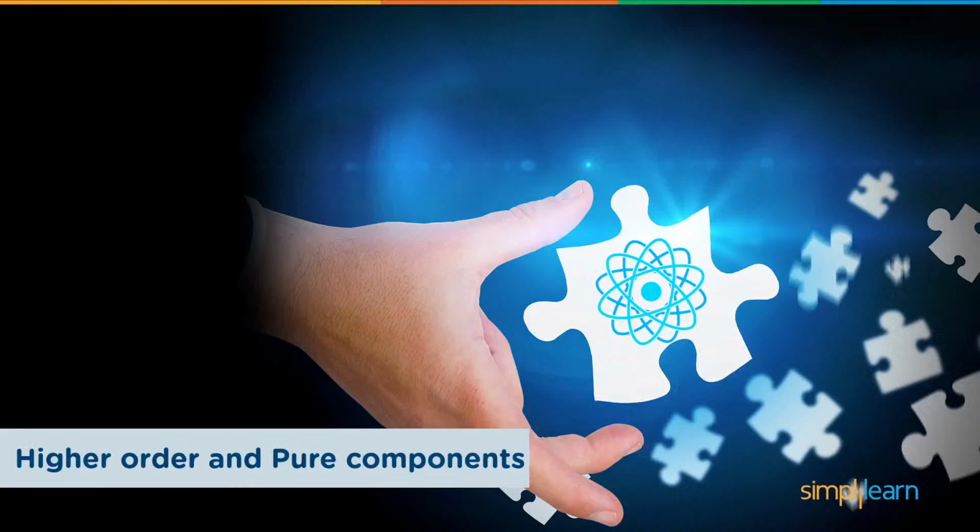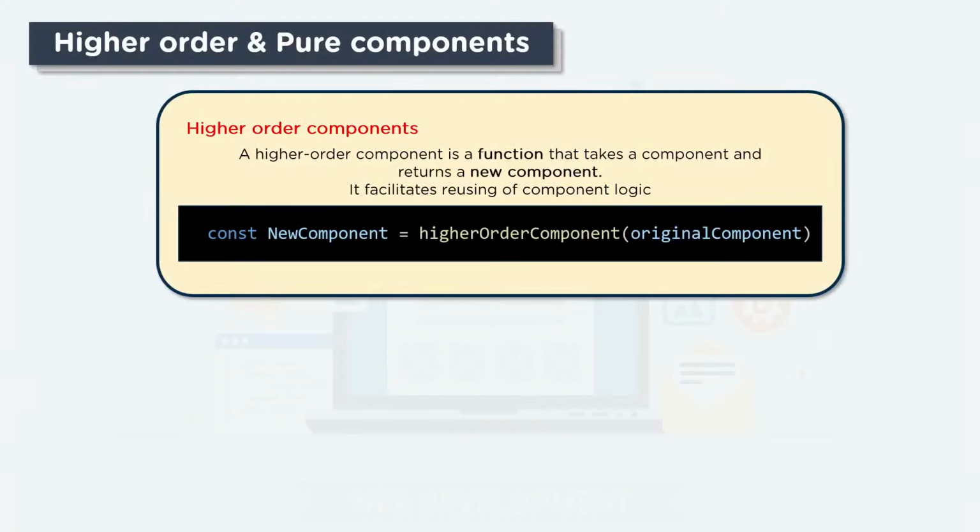Alright, so next up we have higher order and pure components. Now I won't get into the nitty-gritties of it because they're advanced topics, but to give you a brief insight, higher order components are basically functions that take in a component and return a new component. The whole ideology behind higher order components is to facilitate the reusability of component logic. Okay, so let's see how this works. Let's go back to our code editor.